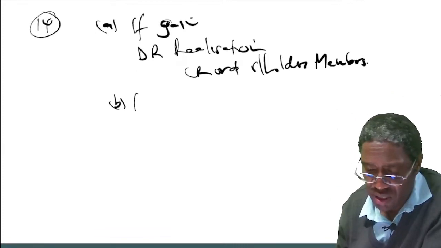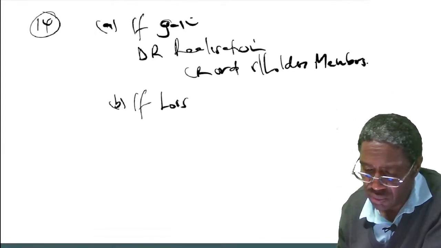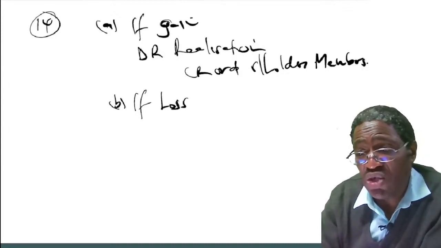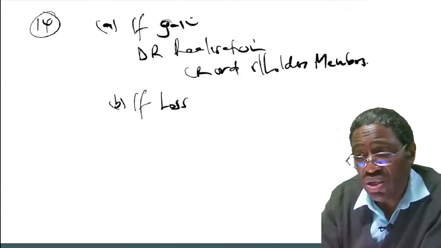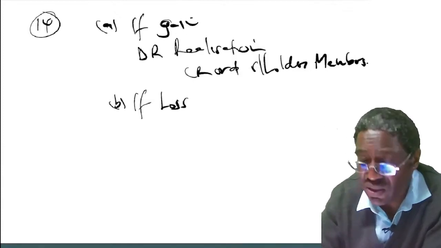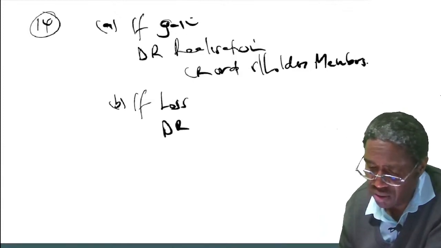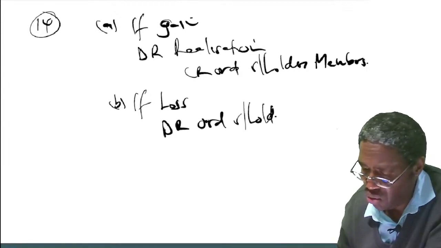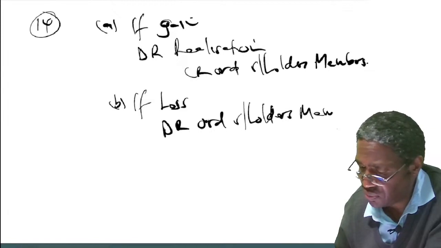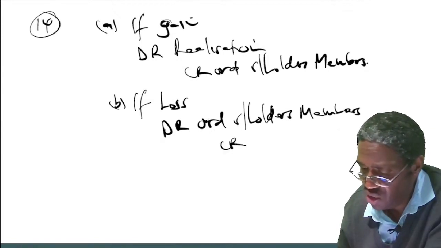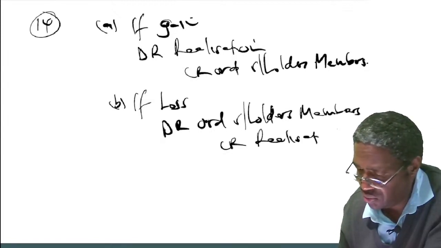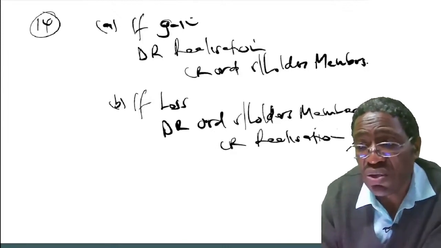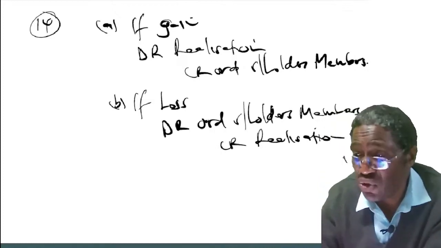B, if loss, meaning you are debiting more than what you credited in the realization. In other words, you gave out more than what you're receiving. So you will debit ordinary shareholders members, and you credit realization if you sold your business at a loss. Good. That's our step number 14, sorry.